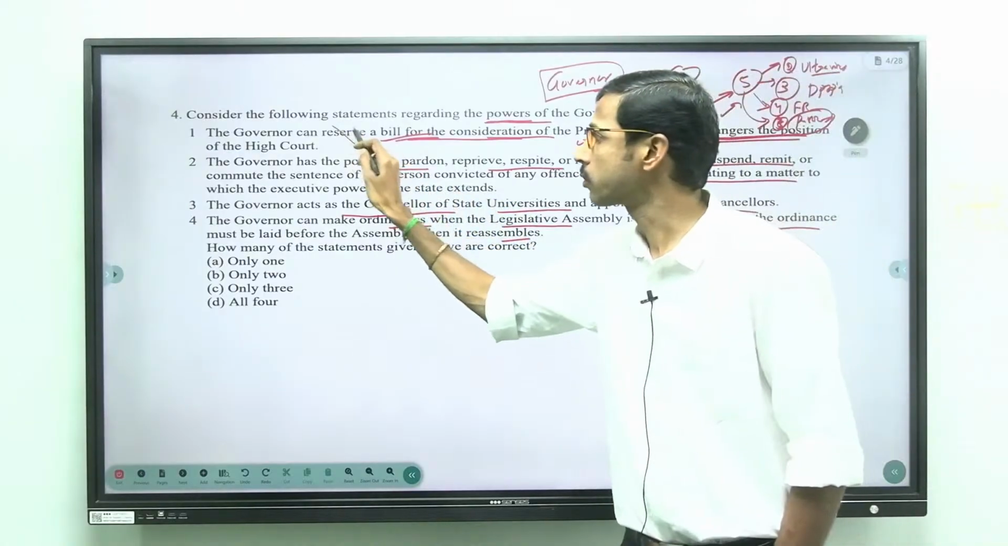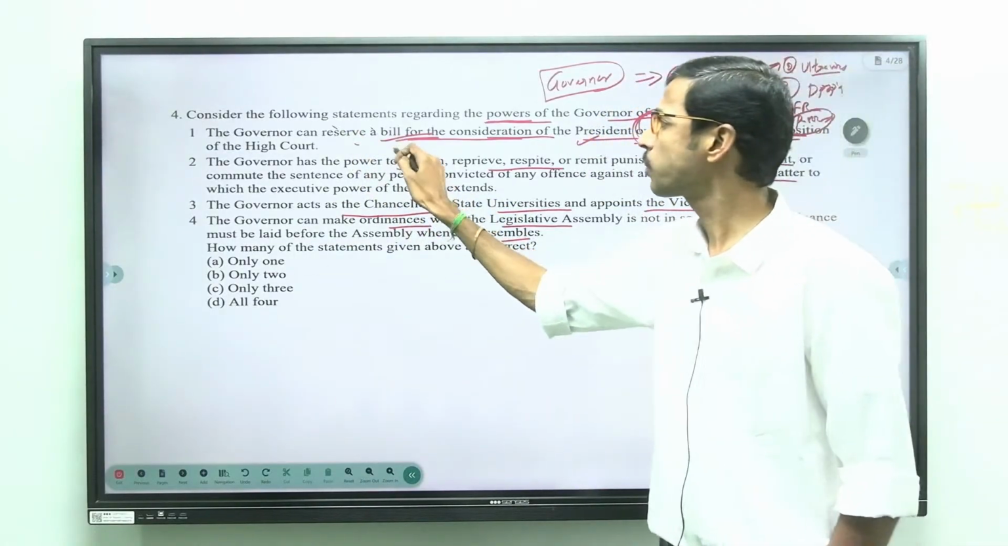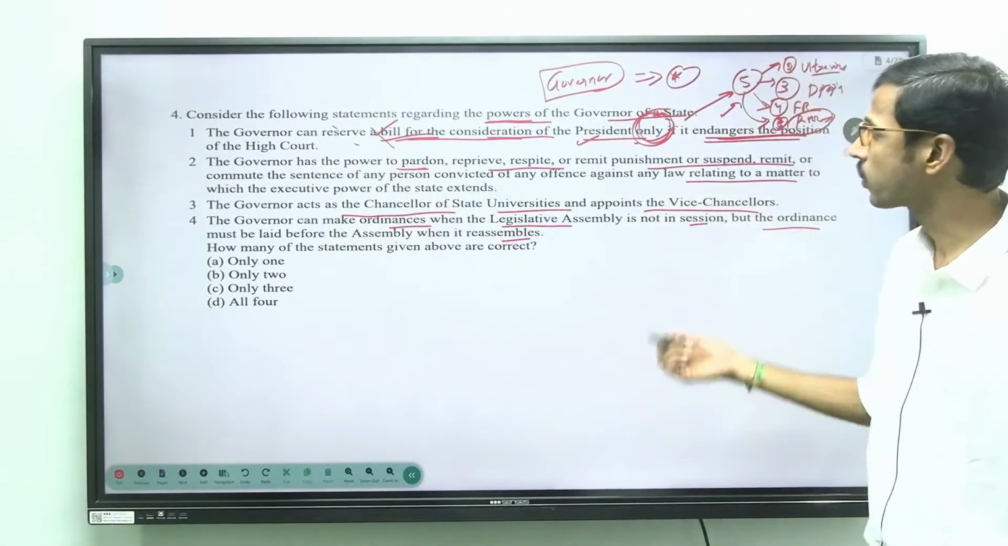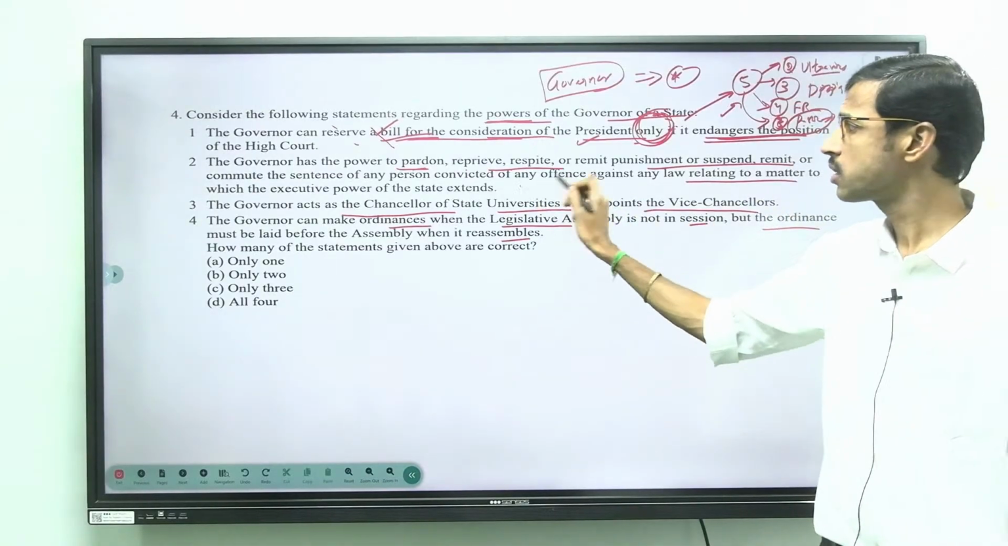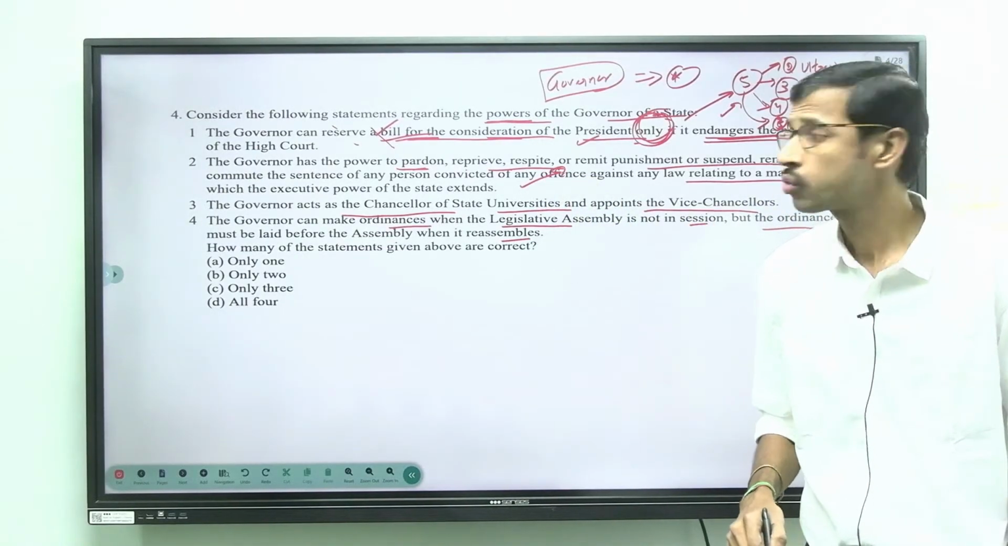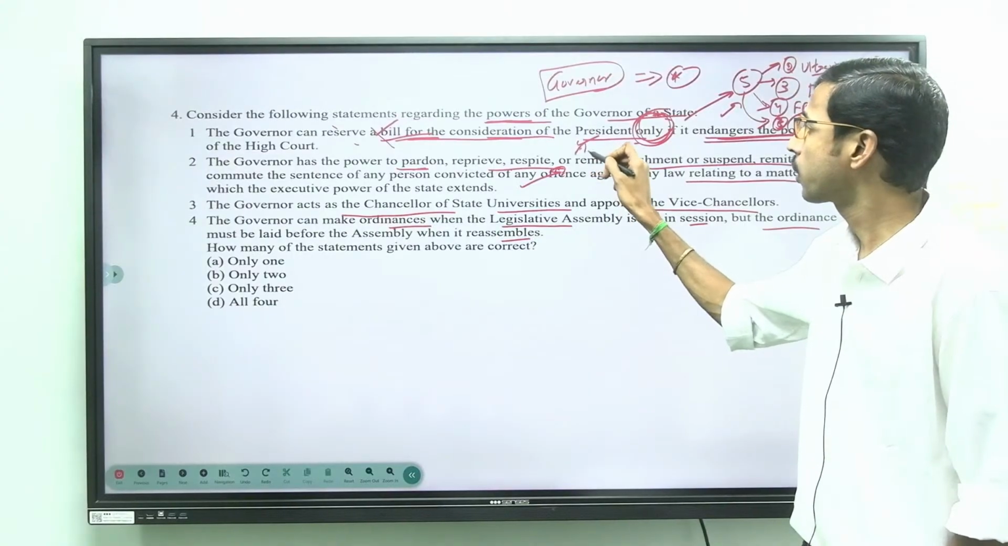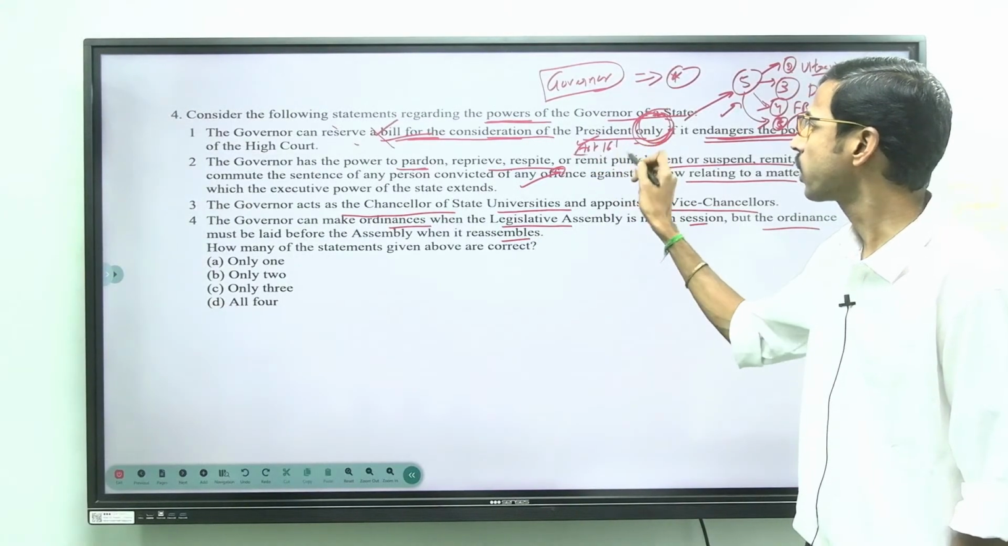So this is wrong. The governor has the power to pardon, reprieve, respite, etc. All this information is correct according to Article 161.